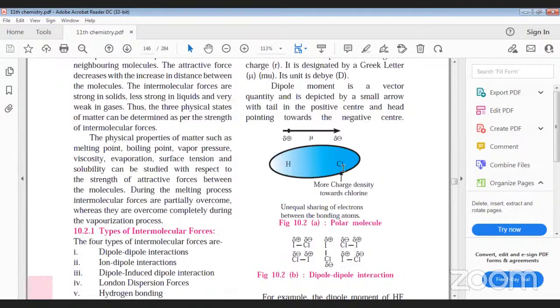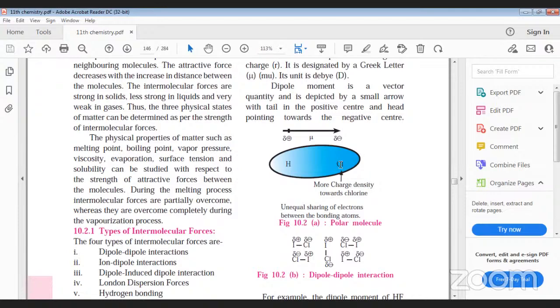So the HCl molecule is formed by sharing an electron between hydrogen and chlorine. Hydrogen has atomic number 1, chlorine has atomic number 17. Hydrogen, in its valence shell, only one electron is present. Chlorine, in its valence shell, the number of electrons present is how many? 7. Because its final electronic configuration is what? 3s2, 3p5. So in the third shell, there are 7 electrons.